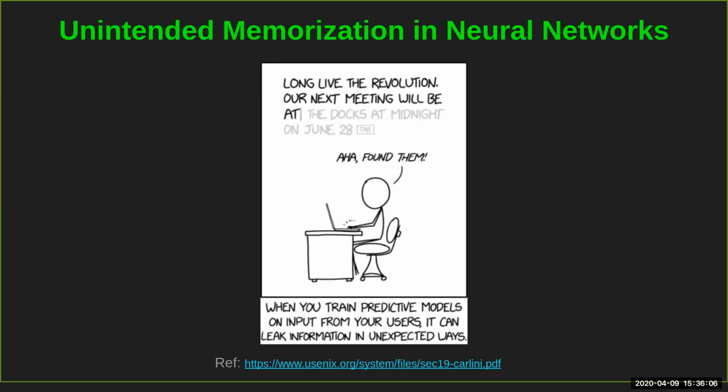You can take a look at this particular research paper where they quantify this phenomenon in neural networks. It's called unintended memorization in neural networks, and that can actually be leveraged by attackers to get sensitive data from the training set.